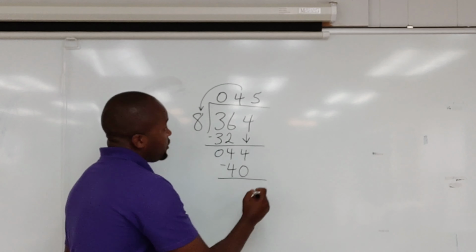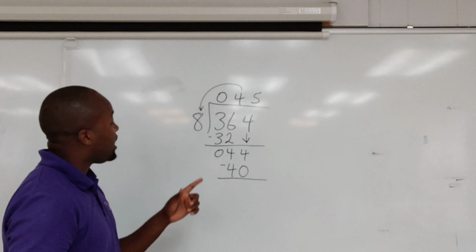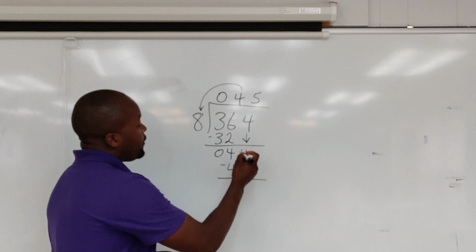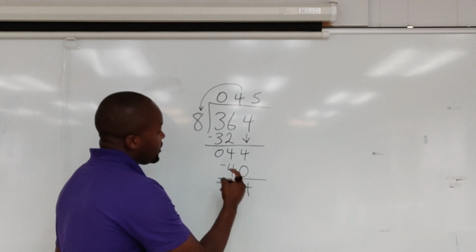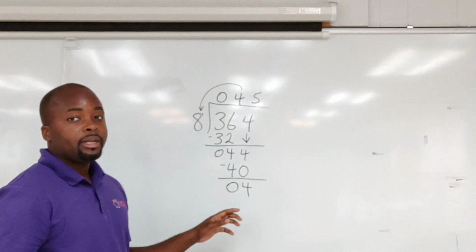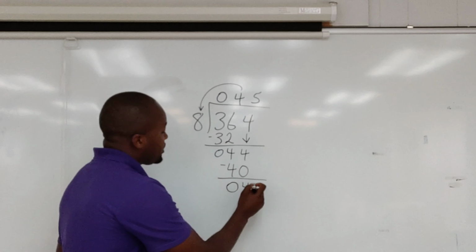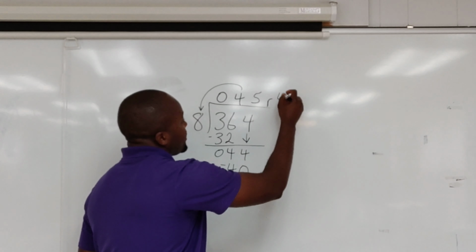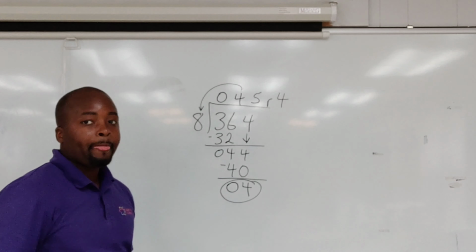Okay, that was my M step, my McDonald's step. Now I'm doing subtraction, sell or serve. 4 minus 0 equals 4. 4 minus 4 equals 0. Now I have a remainder of 4. We have 45, remainder 4.